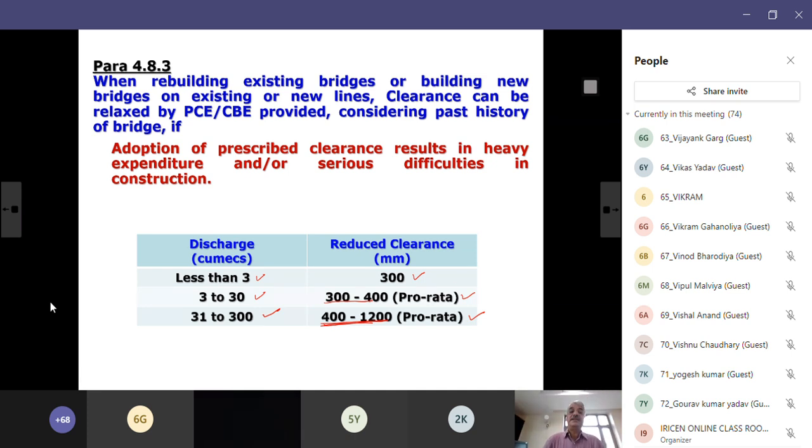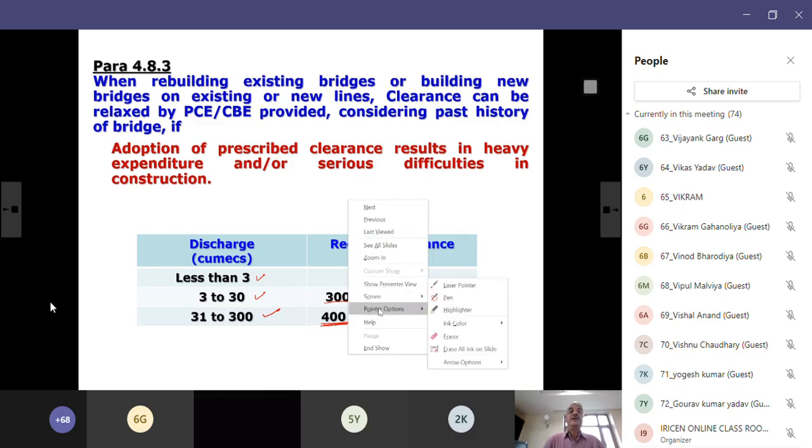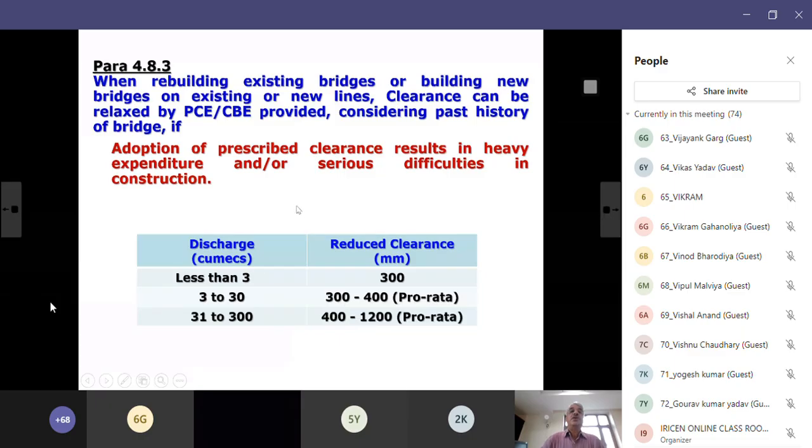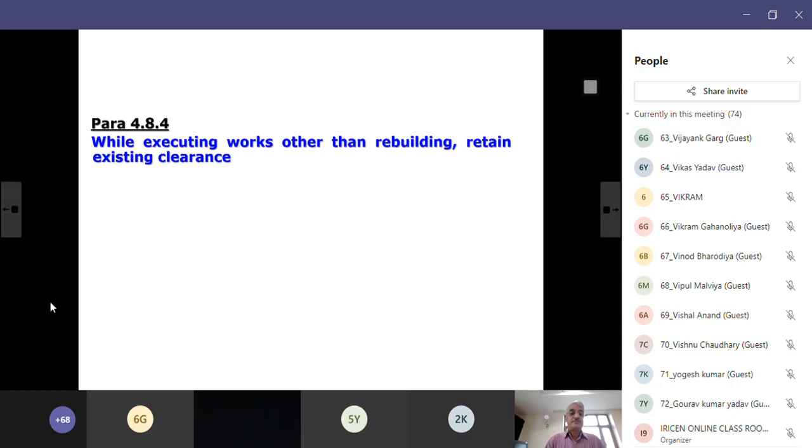So this is the relaxation in case you are either rebuilding the existing bridge, building a new bridge on an existing line, or constructing a new line, and where providing these clearances will need very heavy expenditure. So you can relax it. And while executing works other than rebuilding, what can those works be? Maybe you are changing the bed block or those sort of things, then you can retain the existing clearance. Means you should not lower the bottom of your superstructure. That's all. You should not reduce them.